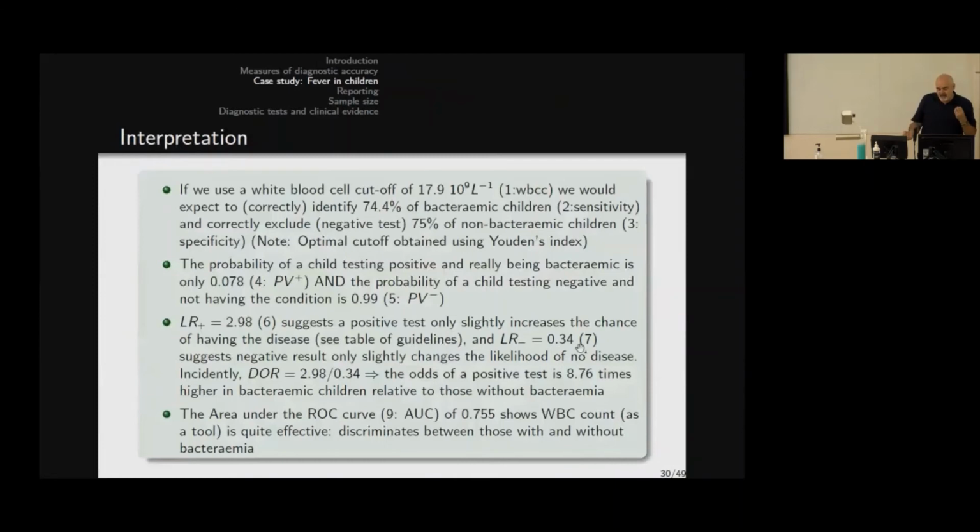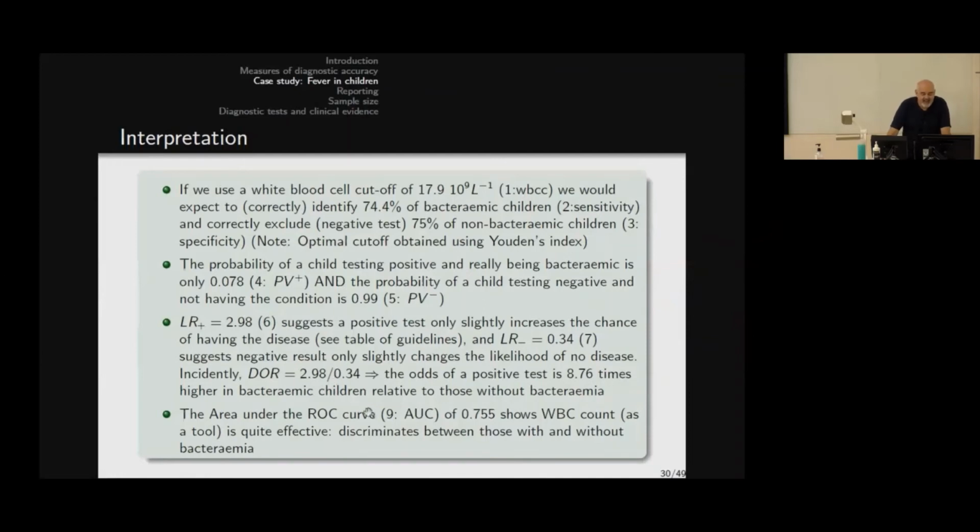Now, I have the likelihood ratio plus and the likelihood ratio minus now, so I can calculate the diagnostic odds ratio. There it is here. So the odds of a positive test is 8.76 times higher. The odds, not probability, is 8.76 times higher in children with a bacterial infection relative to those without a bacterial infection, which is not bad. It's not too bad, okay? So in other words, it's relatively informative. One that has a diagnostic odds ratio of 1 doesn't tell us anything.